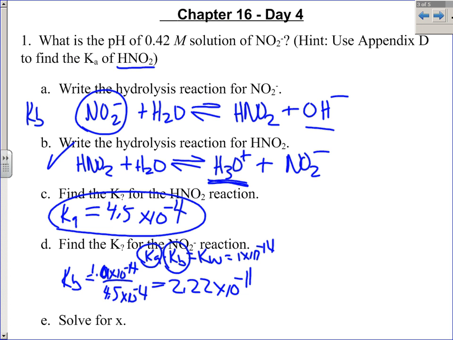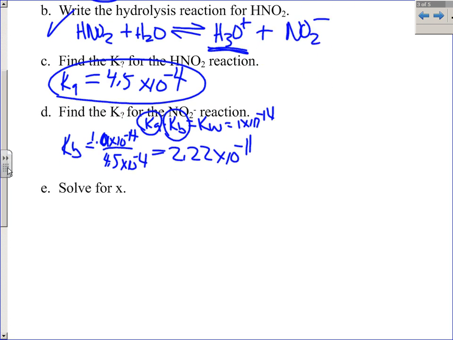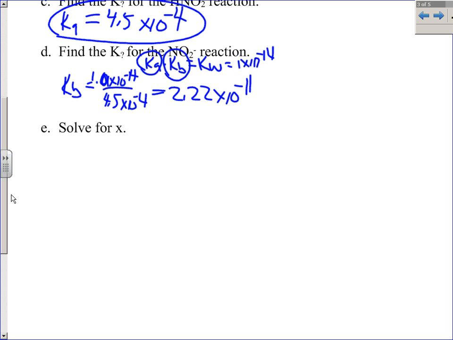negative 11th. Now you'll notice here I didn't round to correct significant digits because I bet I'm very, very soon going to be using that value. And I want to wait until rounding at the end. So if I had to report this, I would say it's 2.2 times 10 to the negative 11th. And if I'm going to use it in a previous problem, I want to keep extra significant digits there, which is where I'm going next.